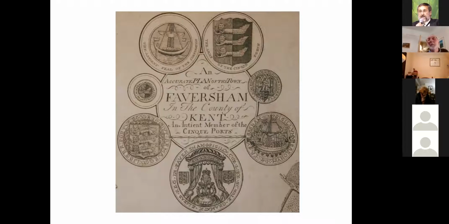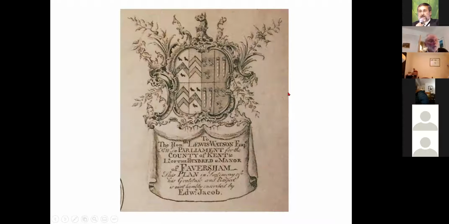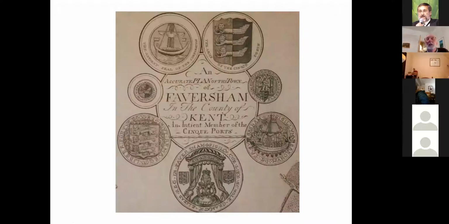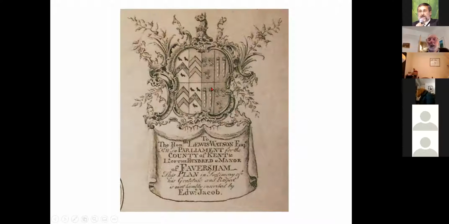Oh, that's the mayoralty of Faversham. Sorry, the technology's overtaking me here. So there's some indication of the authority for this map. And here is the dedication to Lewis Watson, who was the Member of Parliament for the County of Kent and Lord of the Hundred and Manor of Faversham. So it's the larger area we saw on the Hasted map.